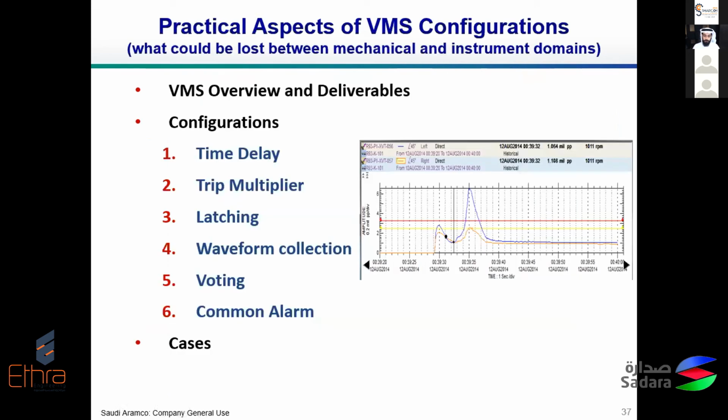And with this, we come to the end of the presentation. So in summary, the configurations are very important to appropriately protect the equipment and avoid overprotection, because if you overprotect it, you will get unnecessary trips. The configurations we discussed here are 6, and we explained them in print screens of the configuration software, and we mentioned a few case studies.